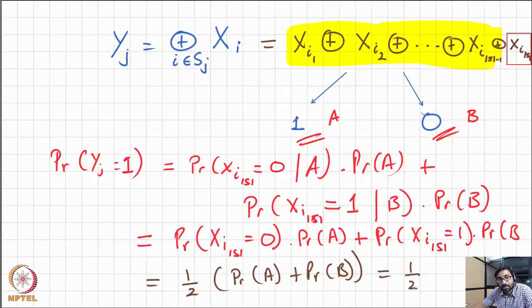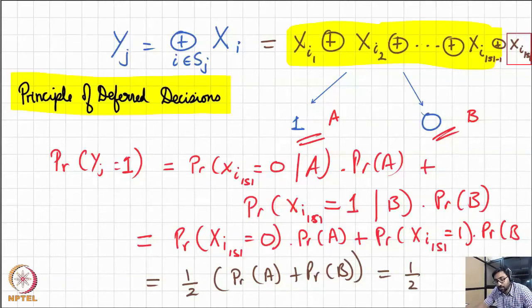Of course, a similar argument will also help you see that the probability of yj equal to 0 is also going to be a half. So this idea of focusing on the last bit is called the principle of deferred decisions, which is a widely used technique that is well worth knowing.